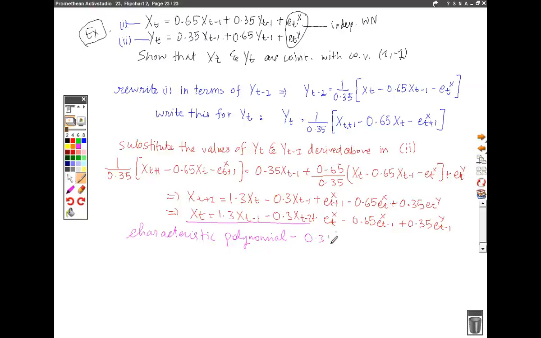So it's going to be 0.3 lambda square minus 1.3 lambda plus 1. And if you try to figure out its roots, one of the lambdas will be 10 upon 3 and the other lambda will be 1. And now you know that this clearly is not a stationary process.